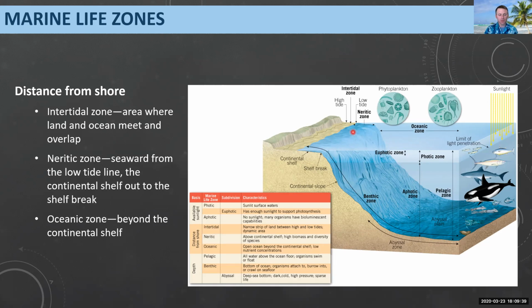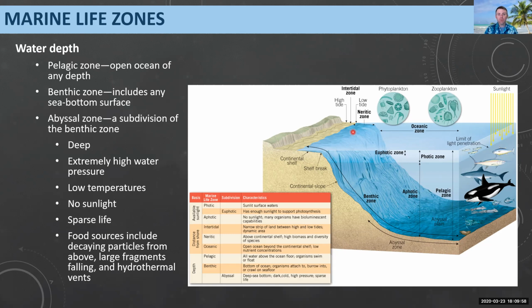You don't need to know too much about that, other than the fact that you're going to find most of your life is blooming really well in that neritic zone, closer to the edges of continents and islands and things like that.